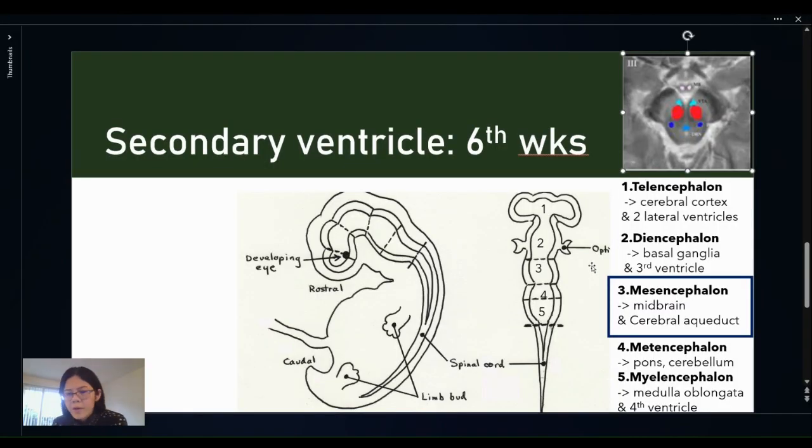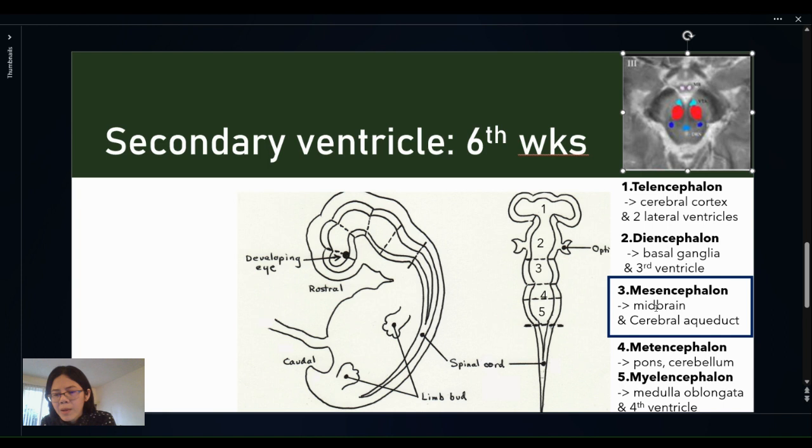This is called the secondary ventricle, that includes five parts. The first part, telencephalon, will develop to be the cerebral cortex, and the ventricle inside that fills CSF is called the lateral ventricle. The diencephalon will develop to the basal ganglion, including thalamus, and the third ventricle inside. The mesencephalon will develop to the midbrain, and it has the cerebral aqueduct.